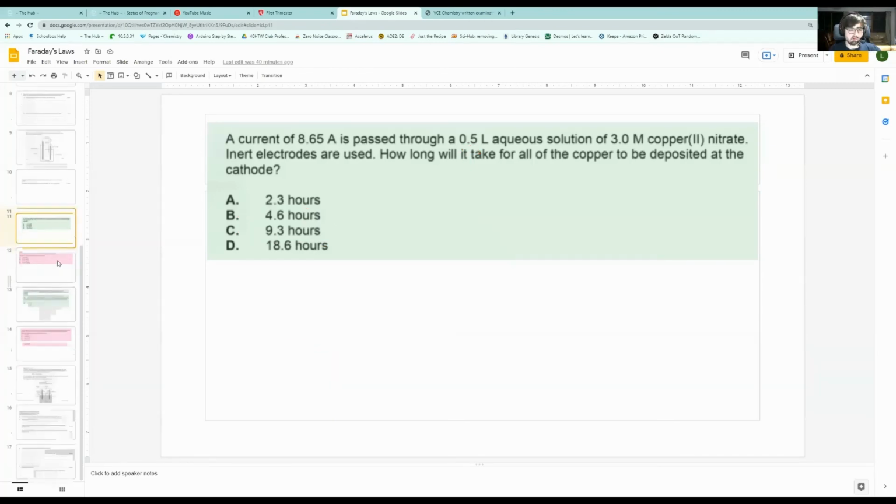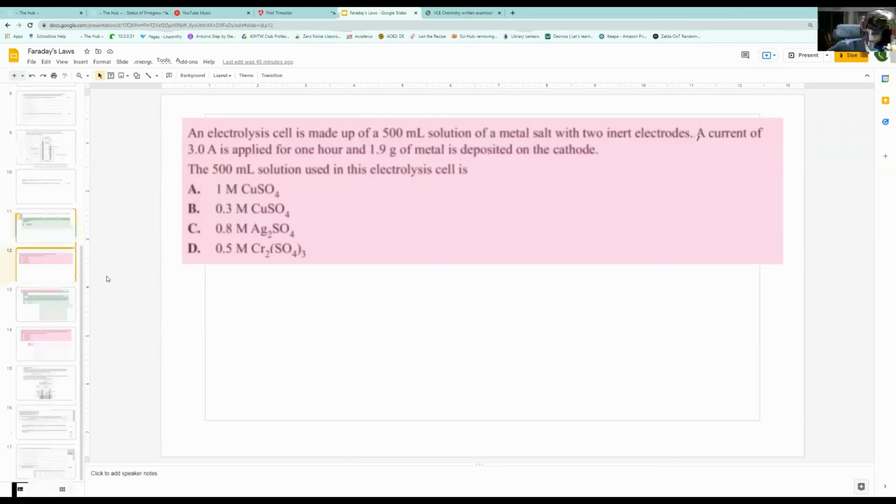All right, let's keep going. We've got a 500 ml solution of a metal salt with 2 inert electrodes. A current of 3 amps is applied for 1 hour and 1.9 gram of metal is deposited on the cathode. What is the metal salt used in this electrolysis cell? So we've got 2 values here, a variance in concentration and a variance in the different masses and the different charges basically. So this is kind of like the one before where we had to trial and error it.